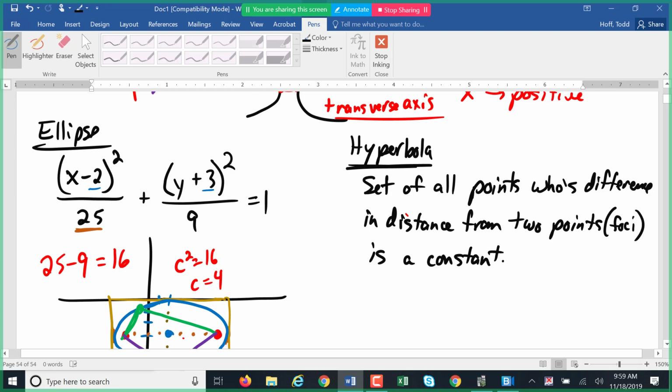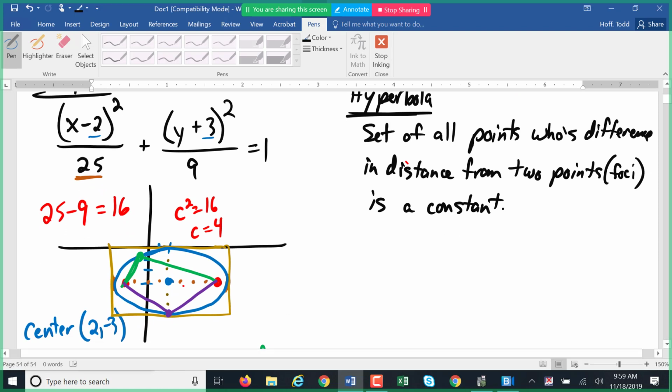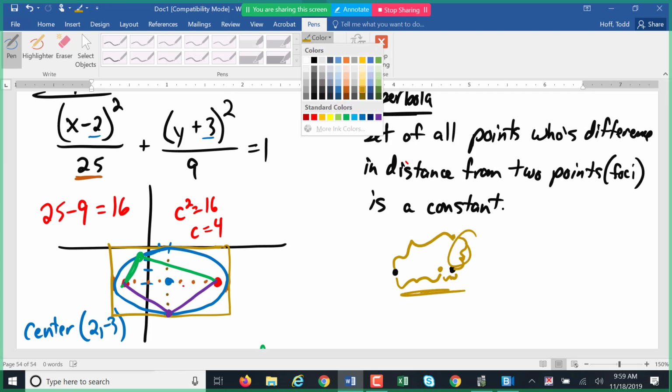So what that means is if I have 2 points, my foci, and I pick a point that's going to be on that hyperbola, the difference in distance between those points is a constant. So this distance here and that distance here, the difference between them is going to be the same. So I can pick a point over here. It's further from this point. Well, the distance from this point is that distance plus whatever the difference was on those first two.